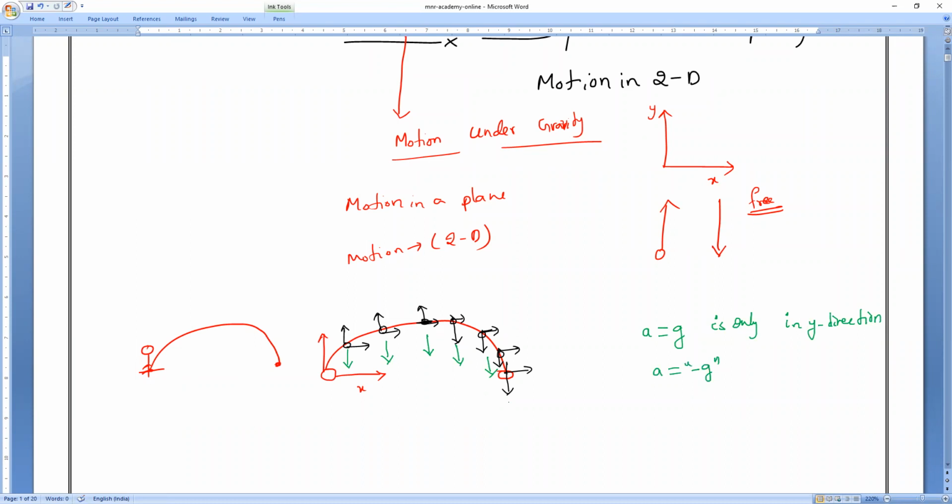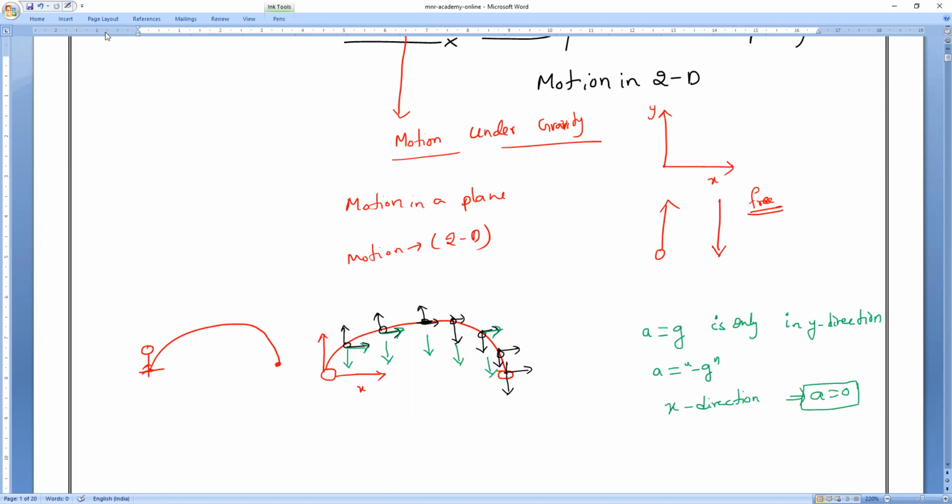Now, what about the acceleration in the x direction? Everywhere, the acceleration in the x direction is not against gravity. So acceleration in the x direction is always how much? It is 0.